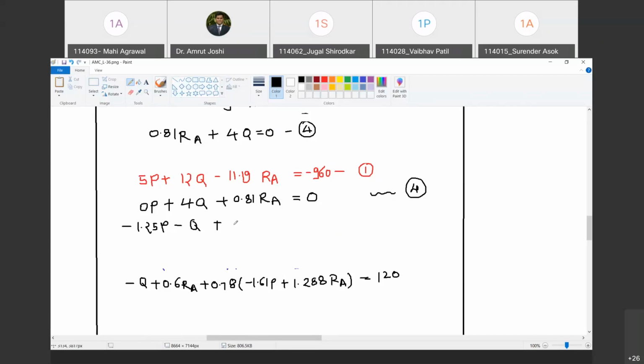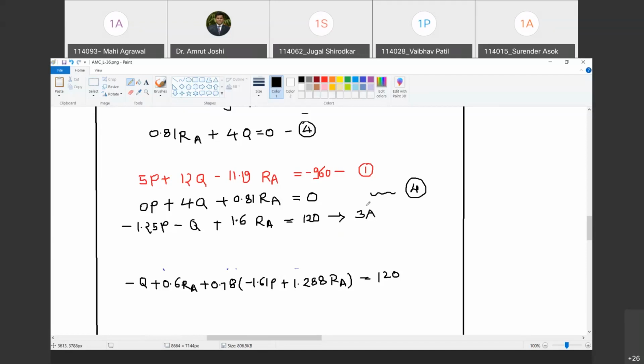1.6. Have you done it properly? 0.78 into 1.288 plus 0.6. How much is it? 1.60464. So 1.6, that is fine. So 1.6 times RA has to be equal to 120. Happy? Yes, sir. This is equation number 3A.